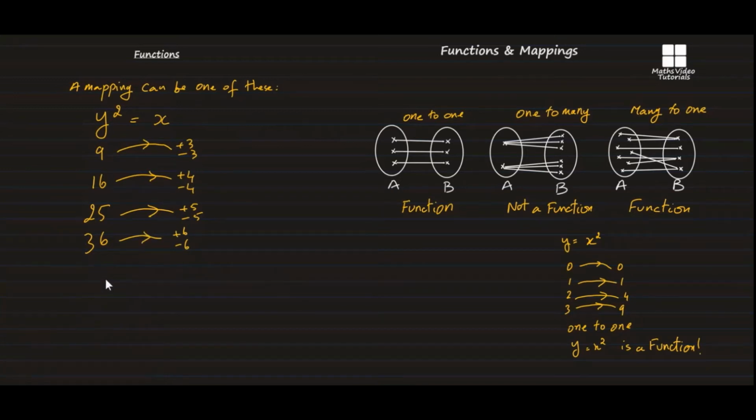So therefore you can see this is one to many. I should have put 2 arrows here. I'm going to do them now. So y squared equals x is a one to many type of mapping. So therefore y squared equals x is not a function.